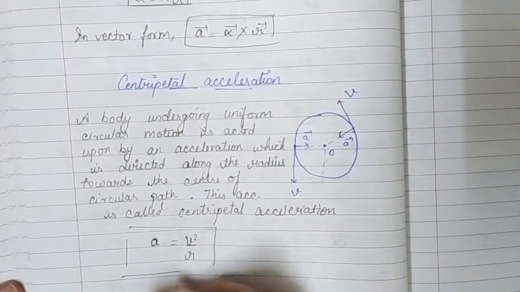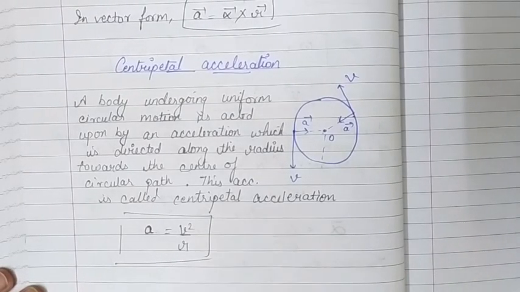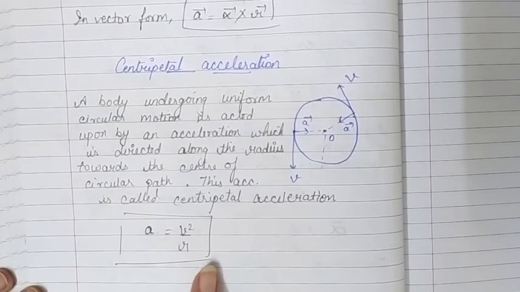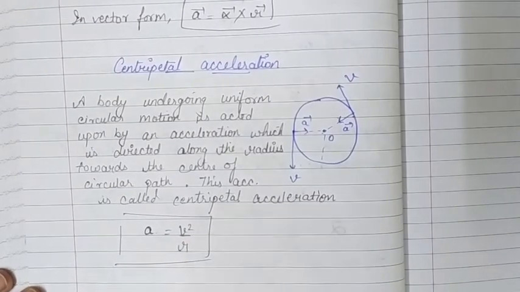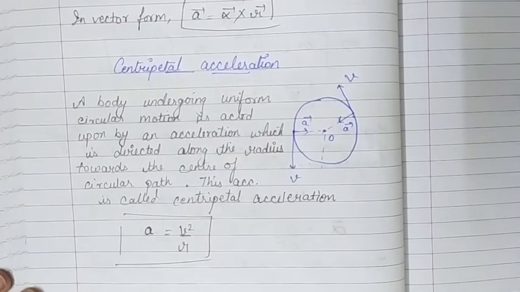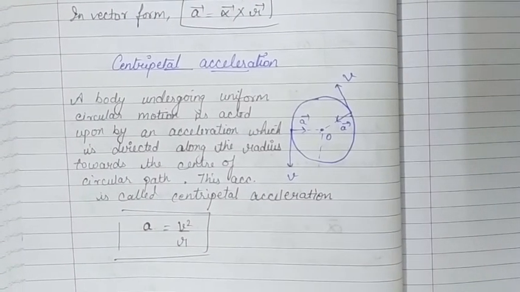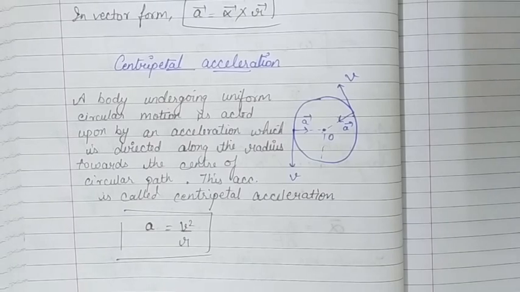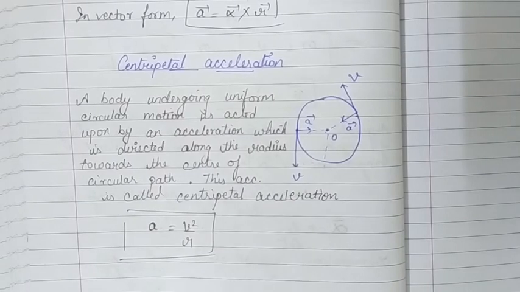Also, this acceleration remains constant in magnitude, but its direction continuously changes and remains perpendicular to the velocity vector at all positions. This acceleration is called centripetal acceleration, that acts along the radius of the circular path and is towards the center of that circular path. So that's all for the uniform circular motion.